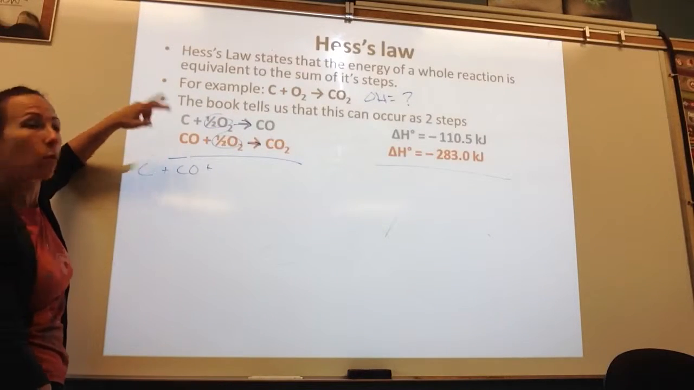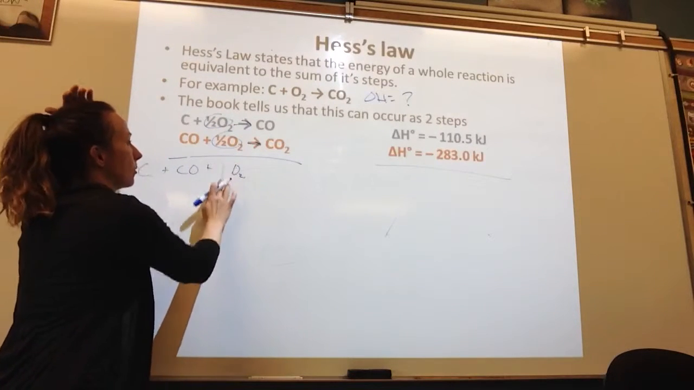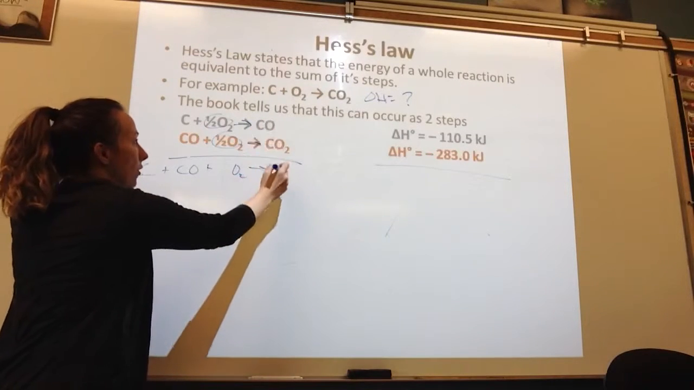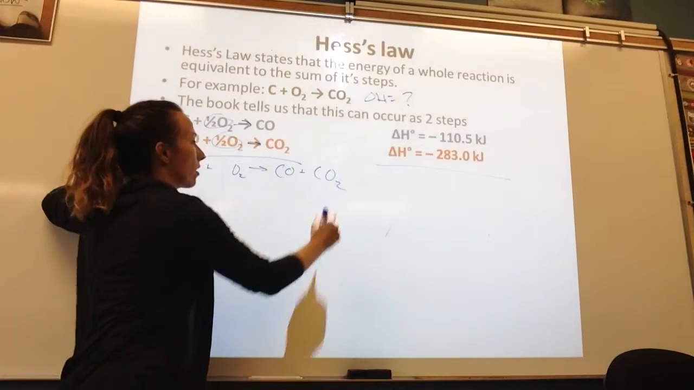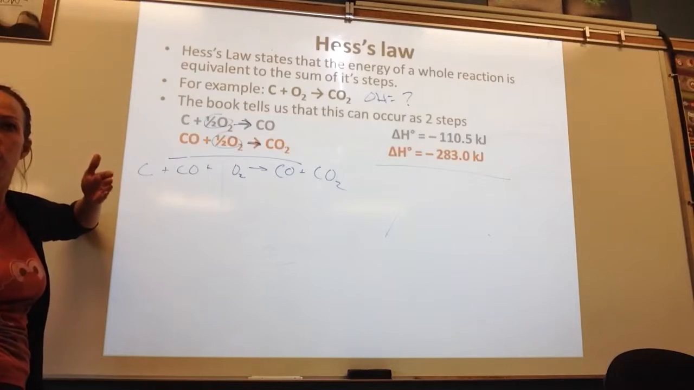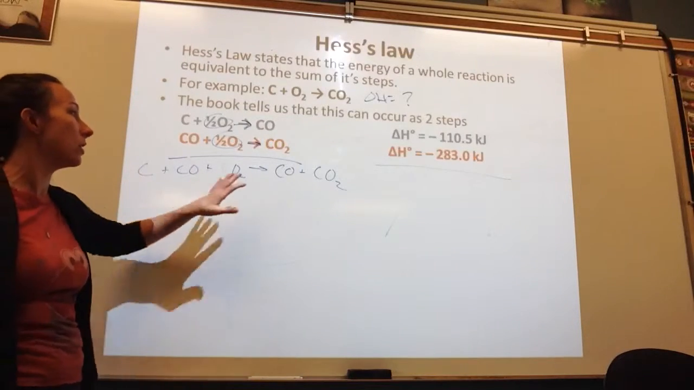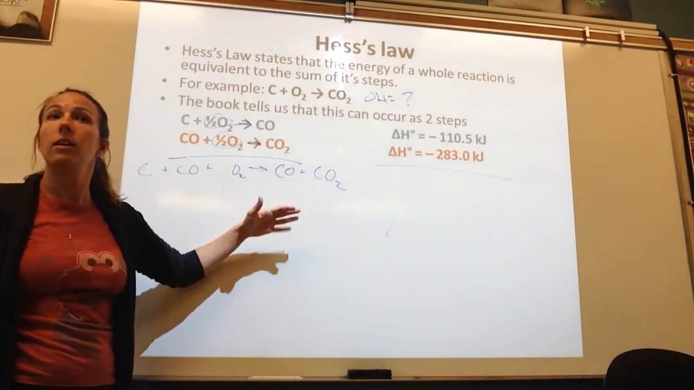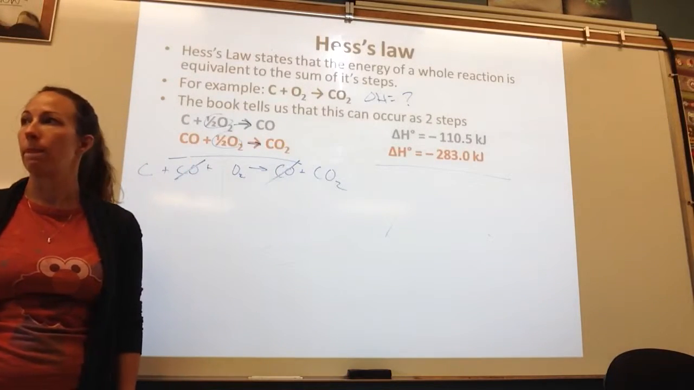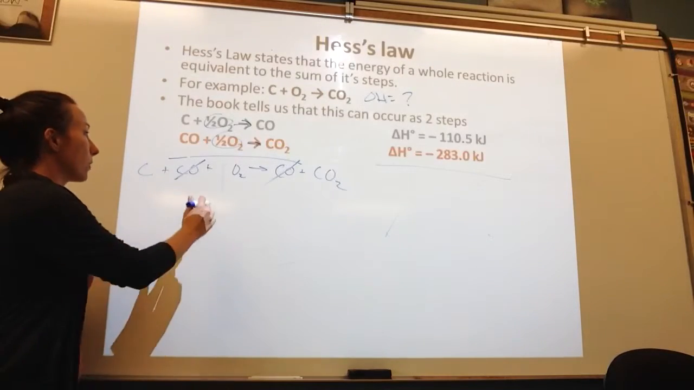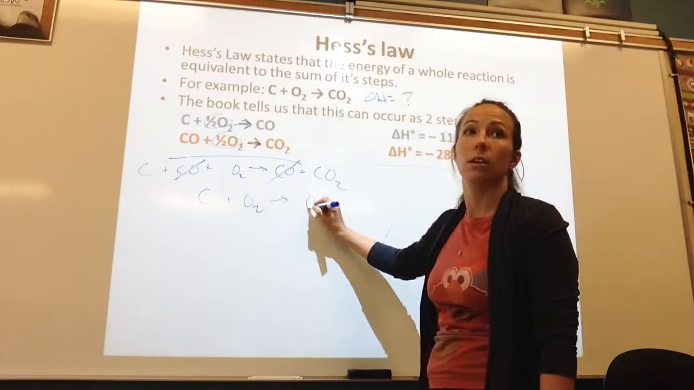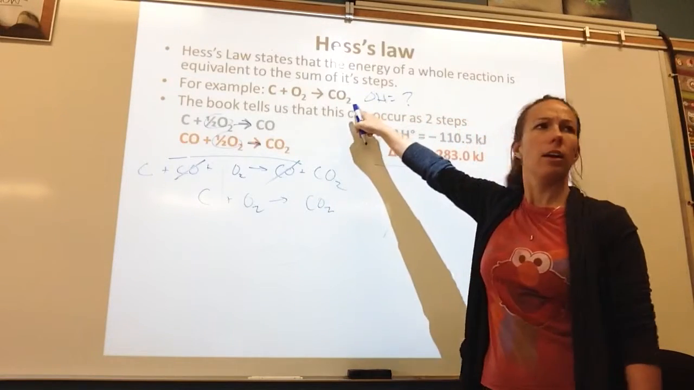In total, 1.5 O2, so I'm just going to write O2 here. Arrow, and I have a carbon monoxide and I have a carbon dioxide. Everybody okay with that? If this was algebra and these were variables, what can you see is the same on the left and the right? CO. And so therefore they can cancel out like they do in algebra. And so what am I left with here? Carbon and oxygen giving me CO2. Is that what I wanted?